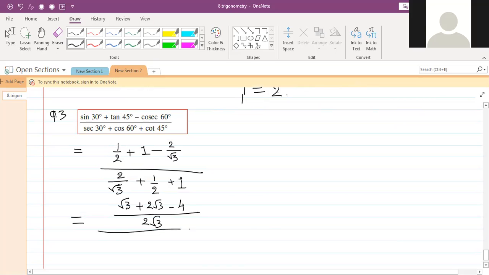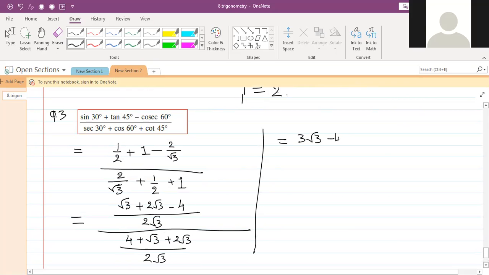Understand this step? Yes, sir. Divide by, in the denominator also we have 2 root 3 as the LCM. So here we get 4 plus root 3 plus 2 root 3. And now we can simplify this one. So here we get root 3 plus 2 root 3, that is 3 root 3, minus 4 upon 2 root 3. And here I can take the reciprocal of this value.